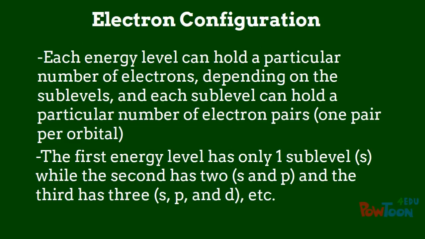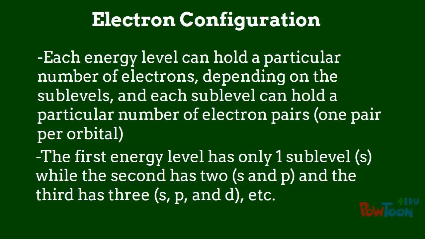Each sublevel has one or more orbitals, and each orbital can hold 2 electrons. The first energy level, quantum number 1, has only one sublevel, S. The second energy level has 2, S and P. The third has 3, S, P, D, and so on.